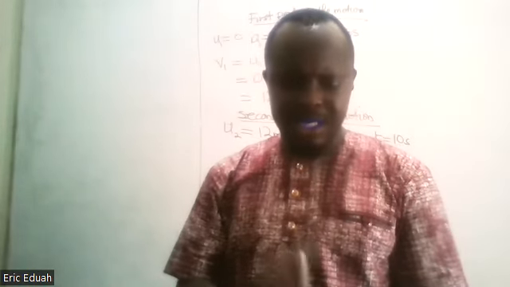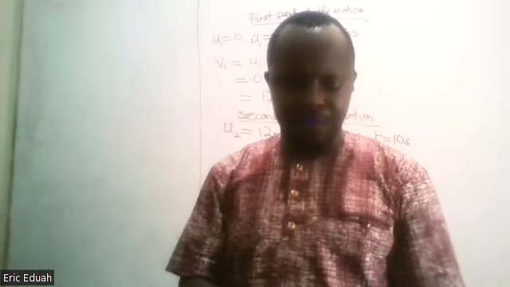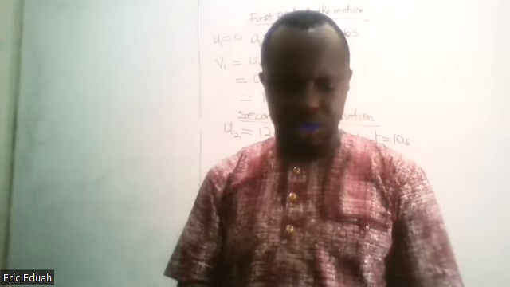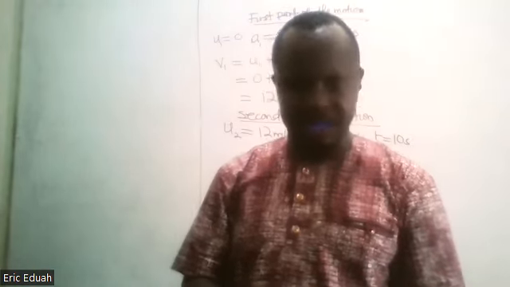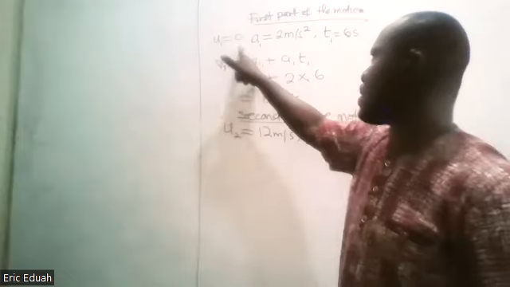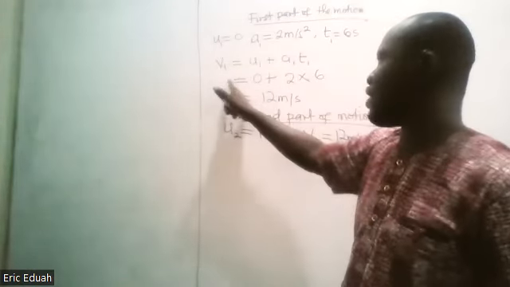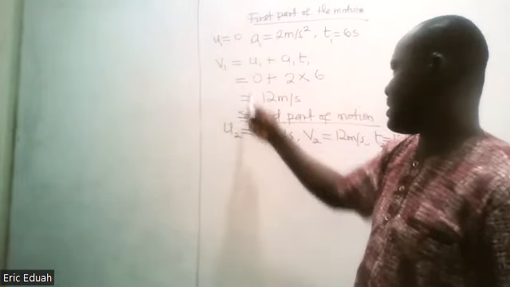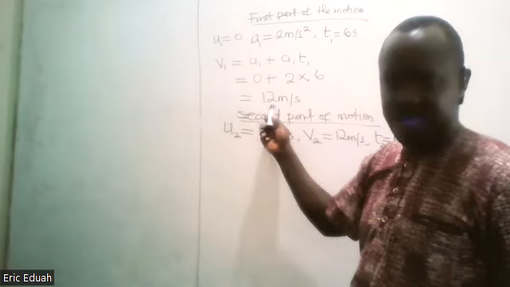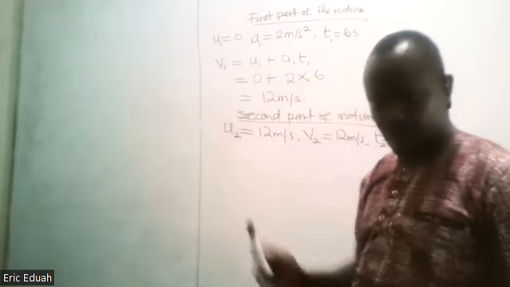Let me read the whole question. A body starts from rest and accelerates at 2 meters per second squared for 6 seconds. So u is equal to 0. Acceleration is this within this time interval. Therefore, when the body accelerates, the final velocity is this. I hope we are okay with this. Are we okay with the first part? Yes, please. Good.